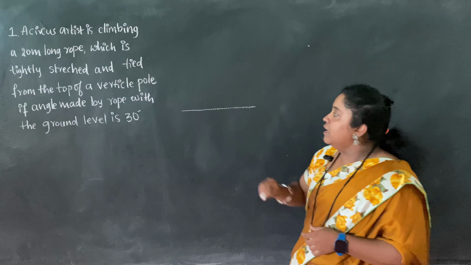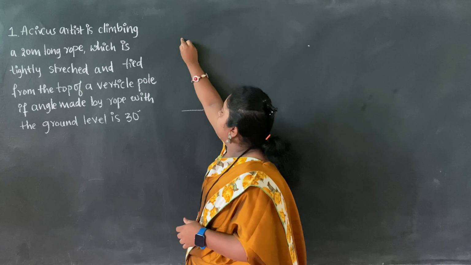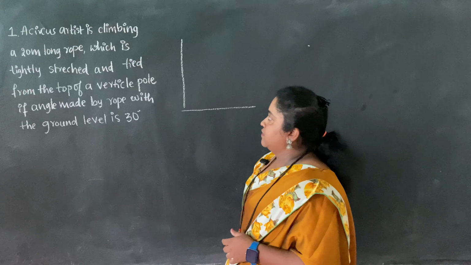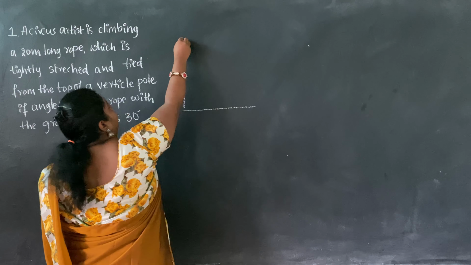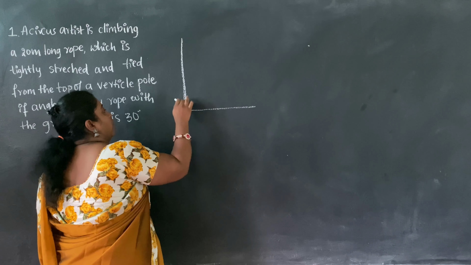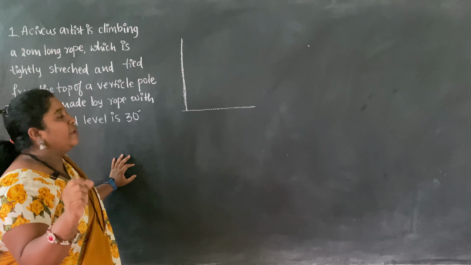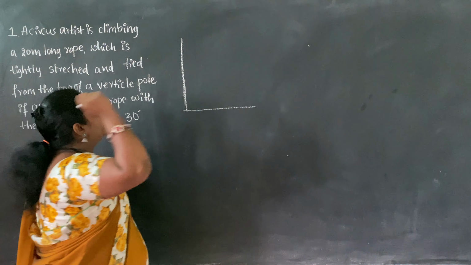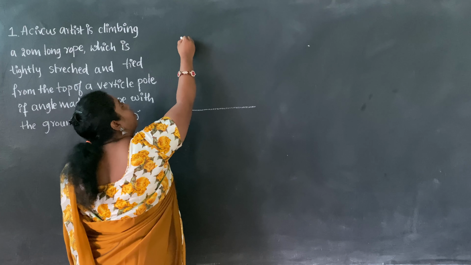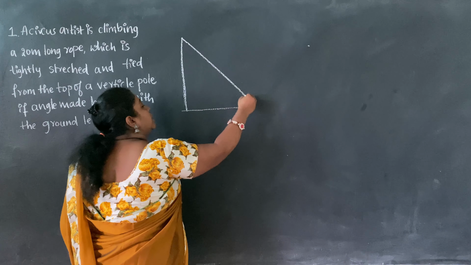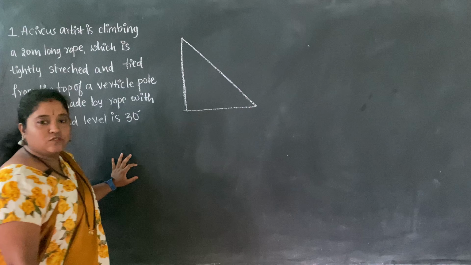This is the ground level. There is a pole. Assume here it is a pole. We'll draw the pole. This is a pole. Understanding? And a rope is tied from the top of the pole to the ground. This is what the diagram is.